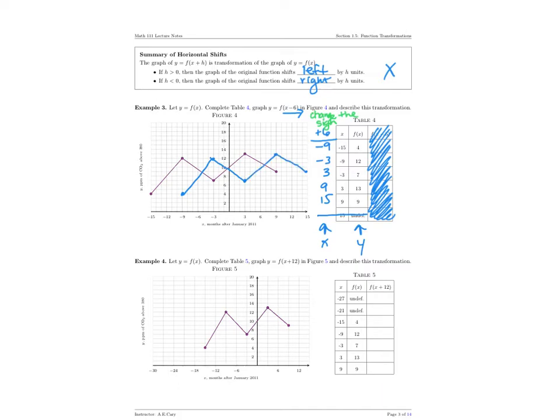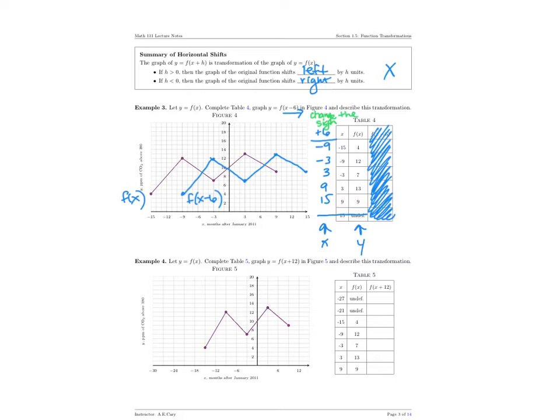Looking something like this, where the purple one is our original f of x, and the blue one is f of x minus 6, showing that, hey, we've moved to the right. I don't want to make this video too long, but if you'd like to go over the reasoning for that, just ask me in class, we can go over that.